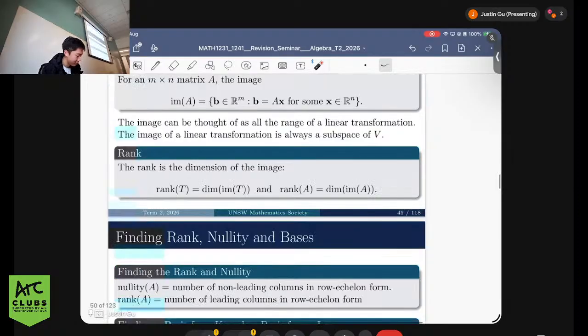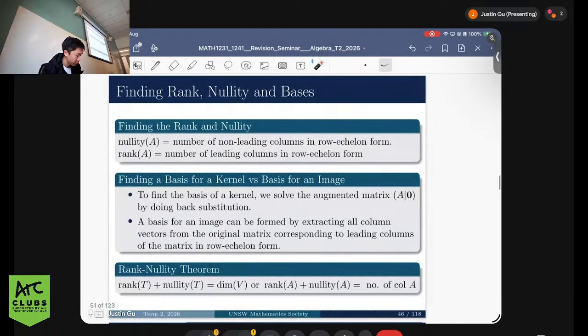This is the context of nullity and rank. I'm pretty sure this was in our lab test, a practice question in the lab test. The rank nullity theorem, we also used that in the lab test. Just the theorem.